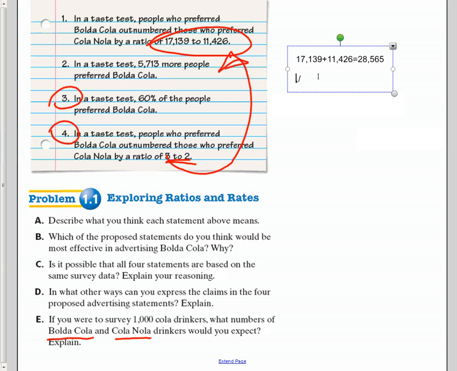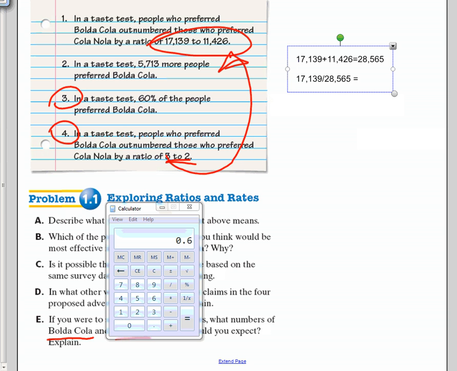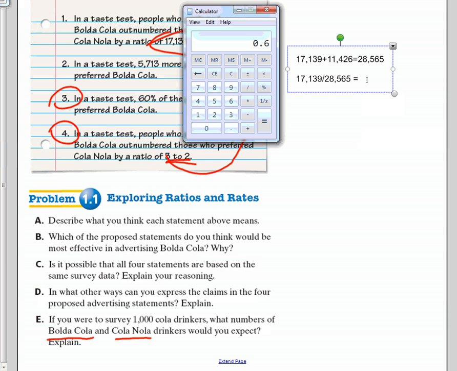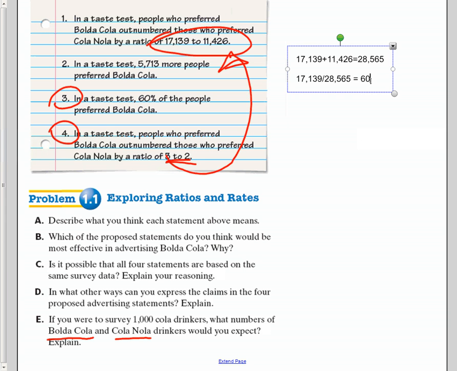I'm going to divide those two, 17,139 divided by 28,565, and I get 0.6 right down here. And that translates into 60%. So that's how I came up with the 60%. 0.6 or 60%. Now, on your worksheet, you do not have this, but it's something that we can go through in class. I just wanted you to understand the way that we were getting these certain things, reducing, being able to subtract, and also being able to divide that out after we add them together.